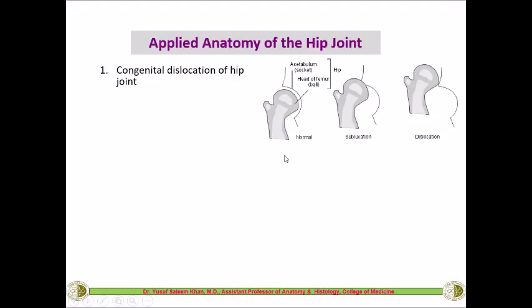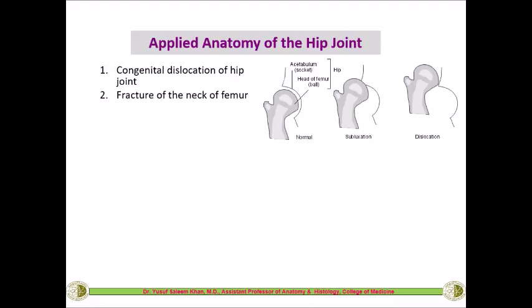Now you can see here, this picture depicts the hip joint. Here is the head of the femur, and this is the acetabulum. So this is normally placed, but sometimes this head of the femur slips from the acetabular cavity, though not totally slipped. It is partially slipped, and some of the articular surface is still in contact with the articular surface of the acetabulum. This is called subluxation. And if the two articular surfaces totally miss each other and move away from each other, then it is called dislocation. So you should know the difference between dislocation, which is complete separation of the two articular surfaces, and subluxation, where there is partial dislocation of any joint. Here also, it is the hip joint.